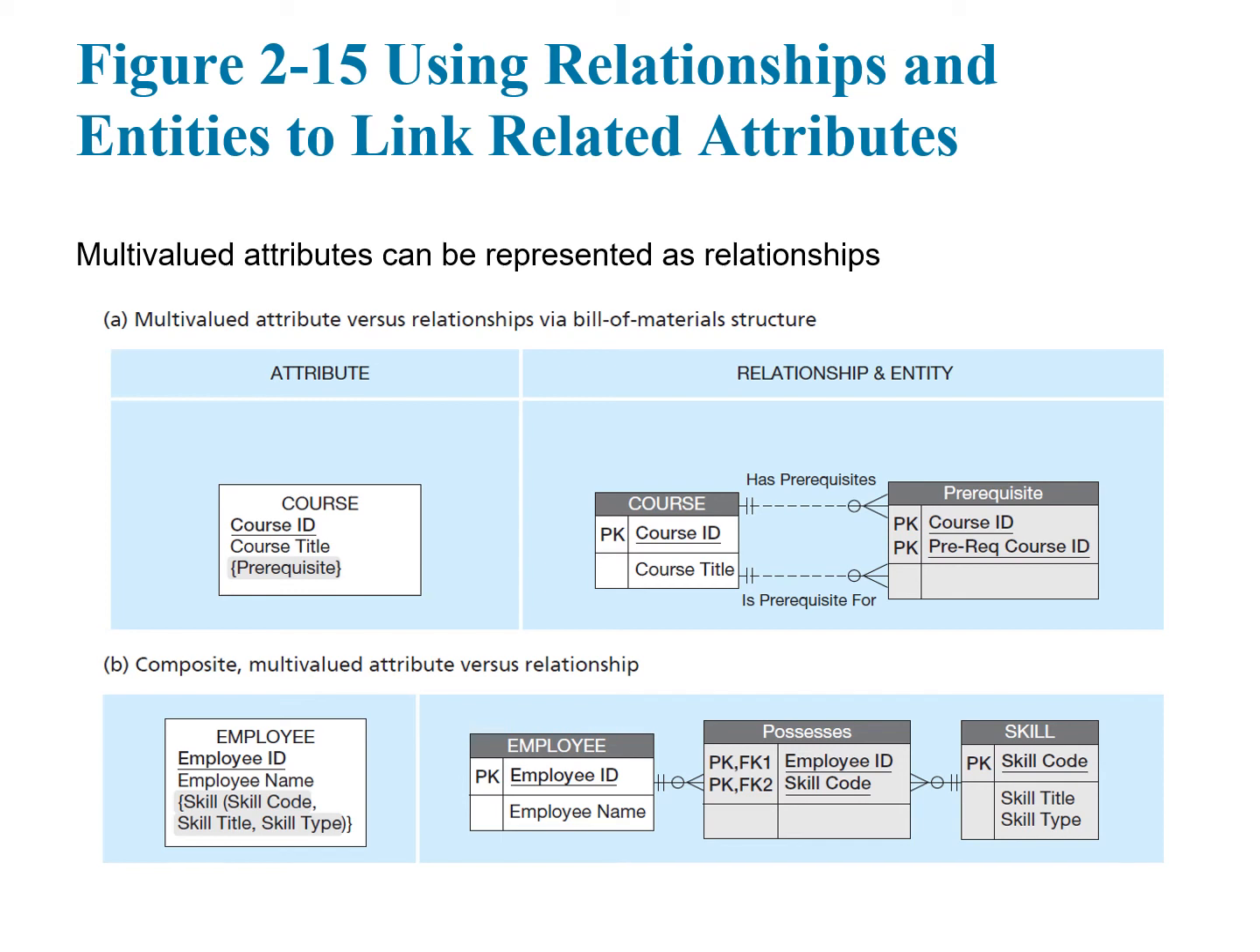The right side of this figure is in Microsoft Visio notation. So you can see the course, there is a multi-value prerequisite, and then employee, employee name, and skill. There are skill code, skill title, and skill type. These are composite attributes, also multi-value attributes.